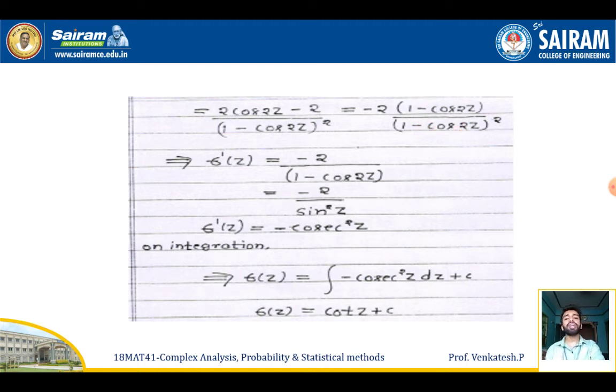So I can write f dash of z is equal to minus 2 by 1 minus cos 2z, or minus 2 by sin square 2z. I'll be getting f dash of z is equal to minus cosecant square z. So I want to find f of z now. On integrating this equation with respect to z, I'll get f of z is equal to integration of minus cosecant square z dz plus constant c. I'll be getting f of z is equal to cot z plus c.